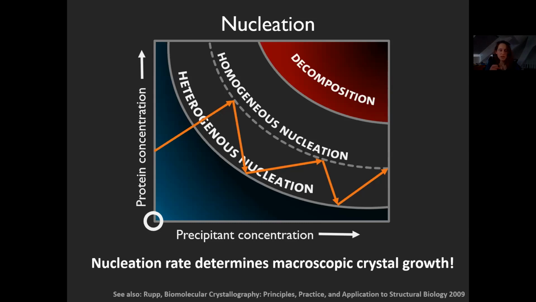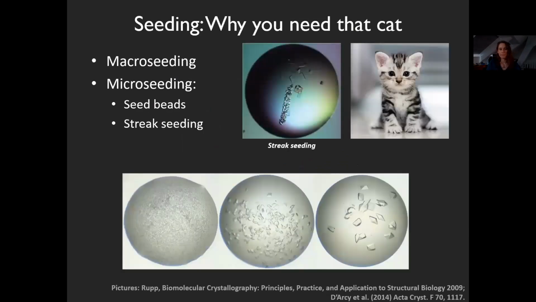How can we induce it? Well, there are methods for this, and one of them is seeding. And this is why you need that cat. So there's macroseeding, in which you take a crystal that you've already made of the same substance, sometimes a different substance, but in protein crystallography, it's typically the same protein that you have crystallized earlier, but the crystals were, for example, not perfect, or too small. You take those small crystals into a new solution that has equilibrated, and that hopefully is in that lower metastable region, and then the crystals will grow larger.